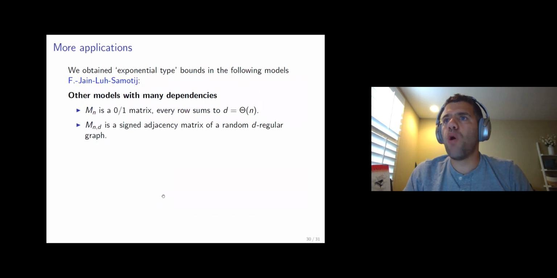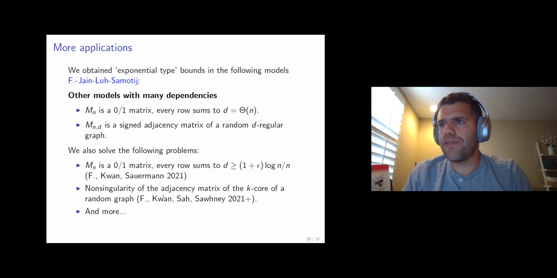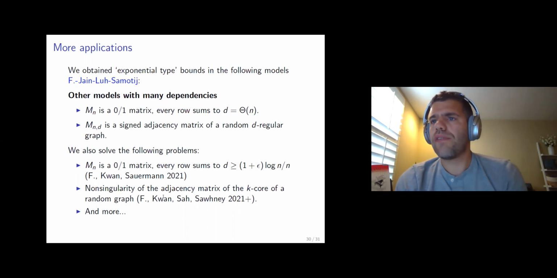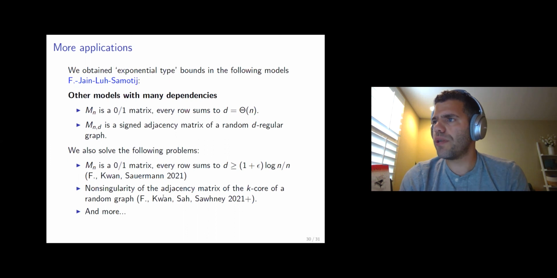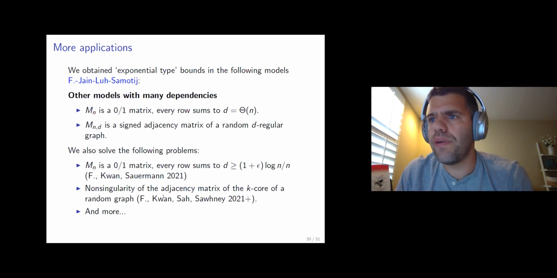And there are more models that we tackled. With Vishesh and Kyle and Wojtek, we got exponential type bounds for models with 0-1 matrices where every row sums to D, where D is theta of n, and for signed adjacency matrices of random regular graphs. And quite recently, together with Matthew Kwan and Lisa Sauermann, we showed a little-o-of-one bound, based on these kinds of techniques, for 0-1 matrices where every row sums to D, and D is at least (1 plus epsilon) log n over n. So this solved the conjecture of Yuri Person and Elad Horeb.